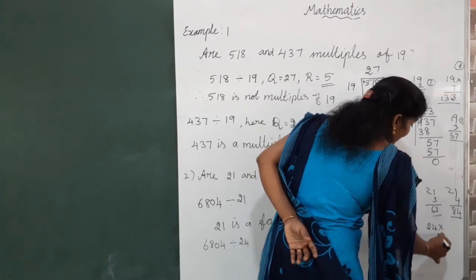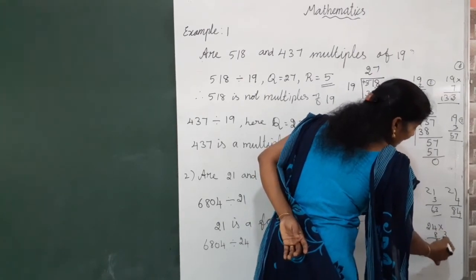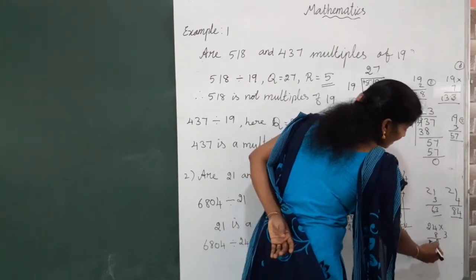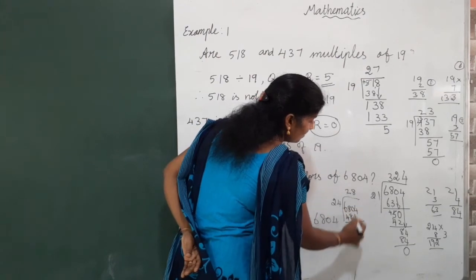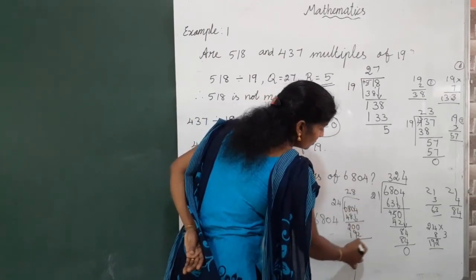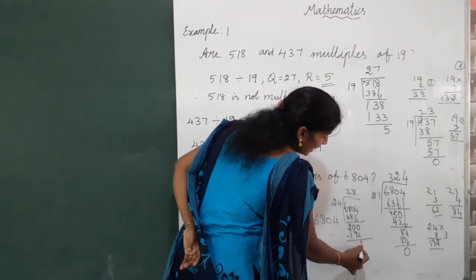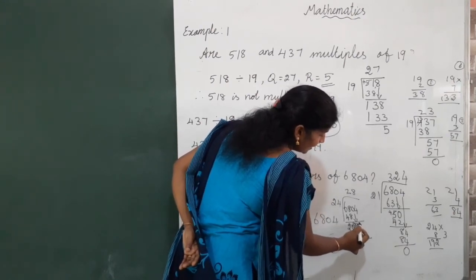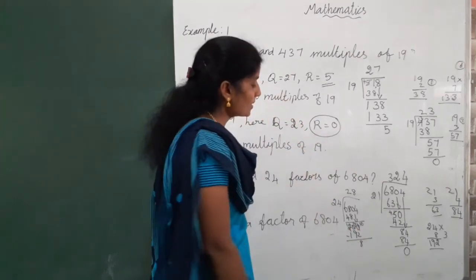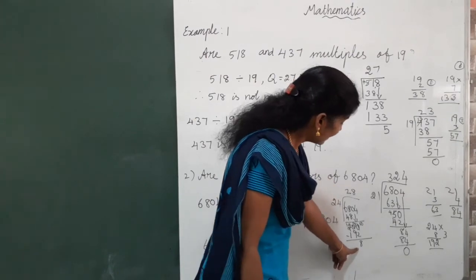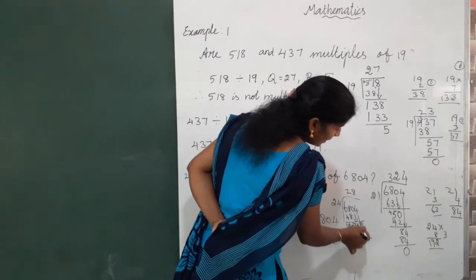24 into 8. 8 4s are 32, 3 balance. 8 2s are 16, plus 3, 9. 192. 8 times 192. Now here, subtracted, 10 minus 2 is 8. Here 9, 9 minus 9 is 0. So the remainder is 2, isn't it? Now we can take this 4 down.